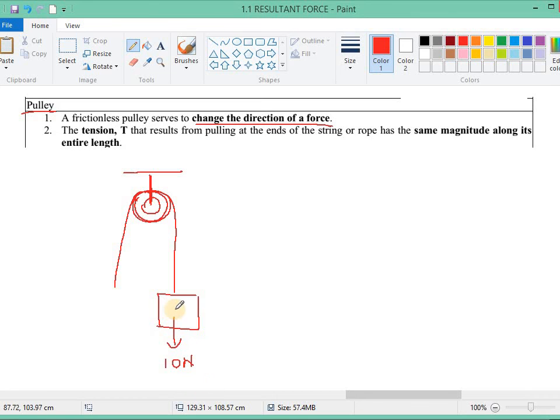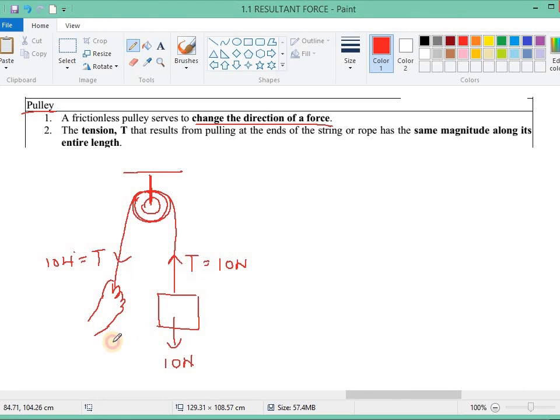Okay, if I don't want this object to fall down, that means I must have a tension. I must exert a tension of 10 Newton upward, right? Okay, there must be a tension of 10 Newton upward. So this tension of 10 Newton upward, after passing through the pulley, it will become 10 Newton downward.